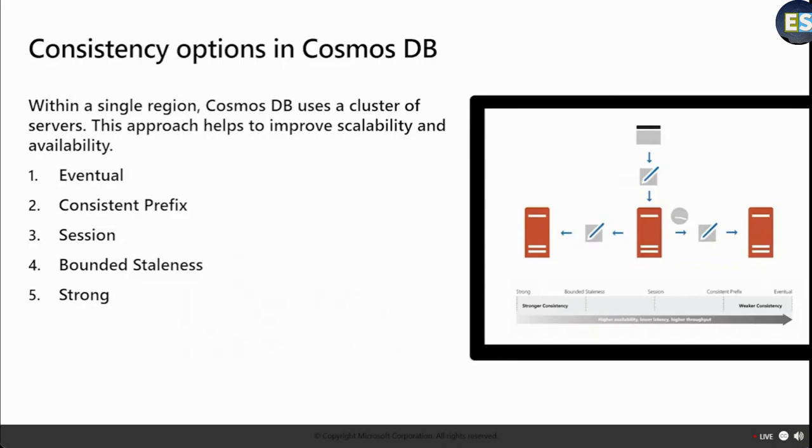And so eventual consistency provides the lowest latency and the least consistency, while strong consistency results in the highest latency, but it also provides the greatest consistency. And so you should always choose a consistency level or option that balances the performance and requirements that your applications need.